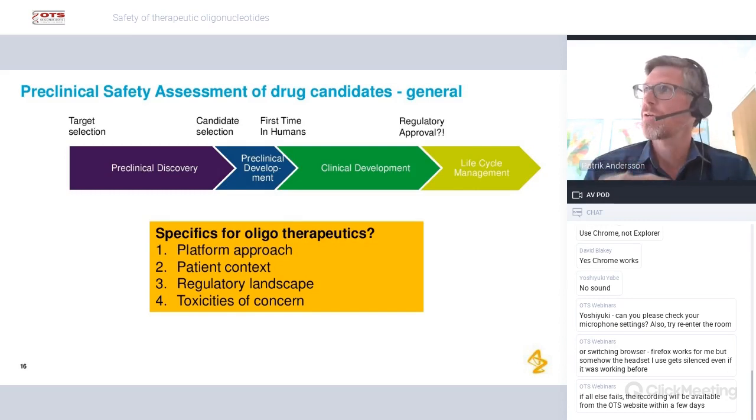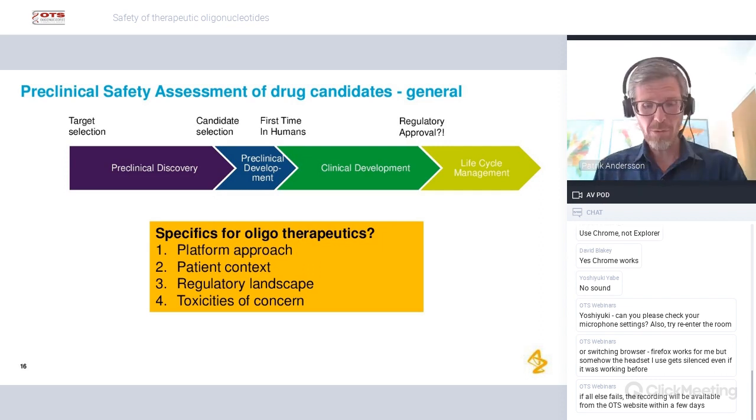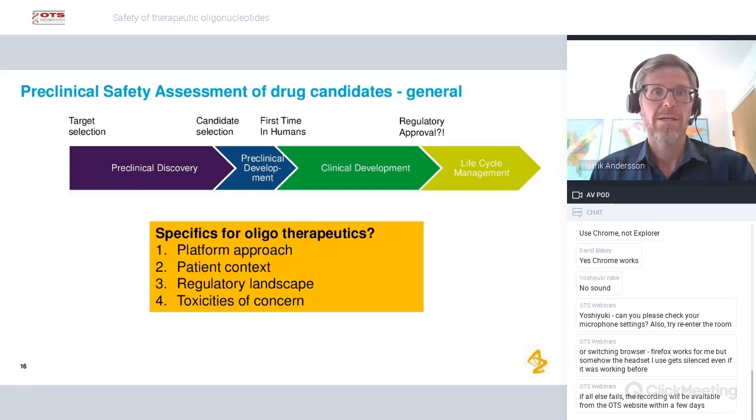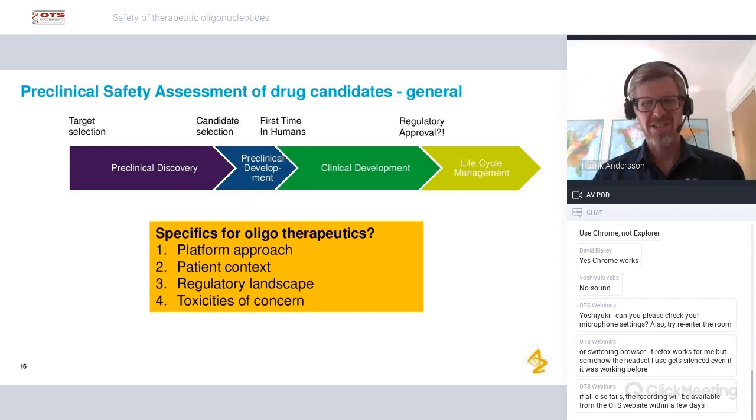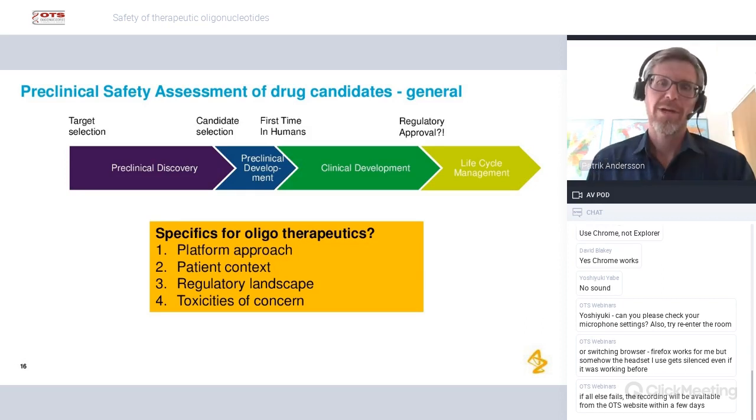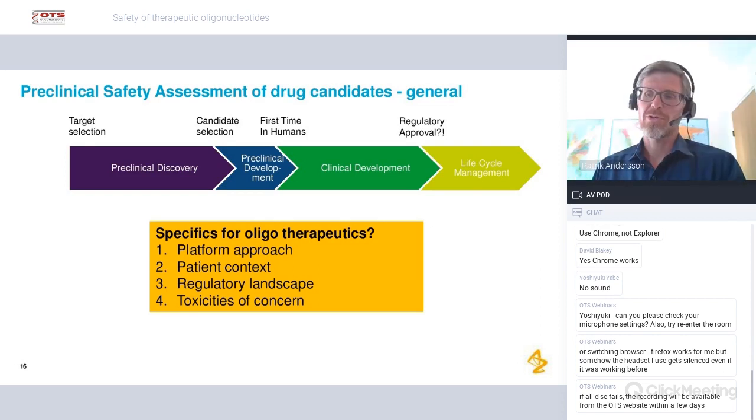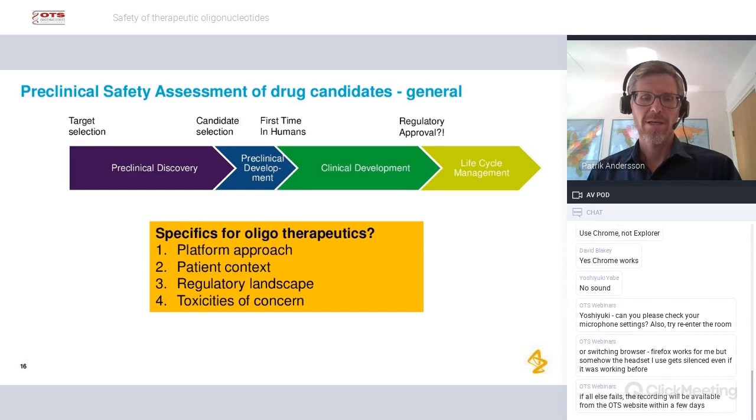Those of you that are involved in therapeutic oligos, you're probably aware about how oligos are being selected. There is a screening phase here where you really try to identify, with quite often a relatively locked design and chemistry, the right sequences by screening a number of compounds. I would say that compared to small molecules, the platform approach that gives oligos of a certain class quite similar properties makes you understand what to look for.